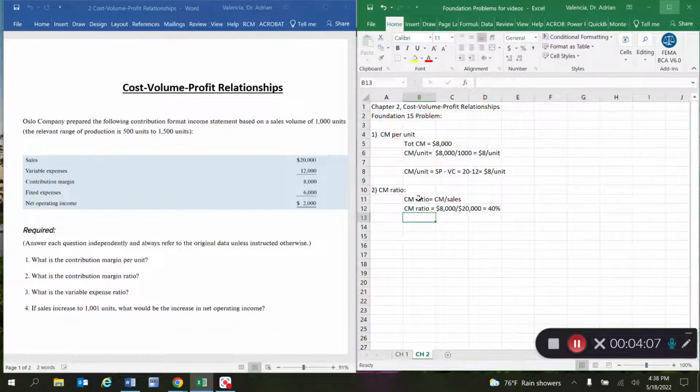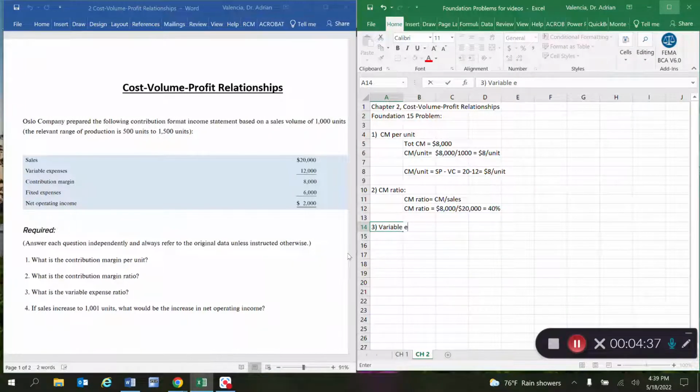And again, you could have done this on a per unit basis where you would have done $8 divided by 20, and that still would have given you the 40%. And again, just like the $8 that we came up with right here, it's not so much about this math or coming up with this number, it's how we use this number later on, and you'll see in a minute. Okay, so the third question is, what is the variable expense ratio?